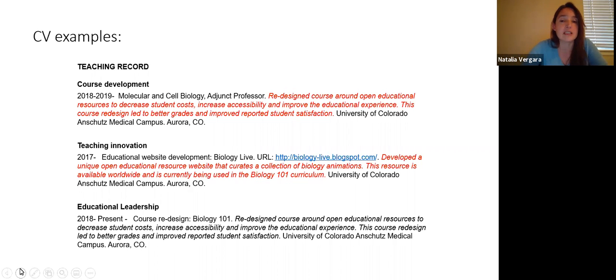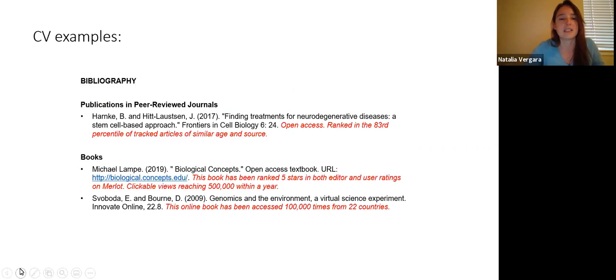And teaching scholarship, right? Another example here, and this is if it's not just a course redesign, but for example a website that you developed, you can use the metrics that we were talking about and say explicit things like, developed a unique educational resource website that curates this or that. And it's available worldwide, and it's currently being used in this curriculum. And if you have additional metrics, like it has been accessed from 20 different countries on 5 continents, that's all very strong qualitative information that will do a lot for your promotion package. Can we go to the next?